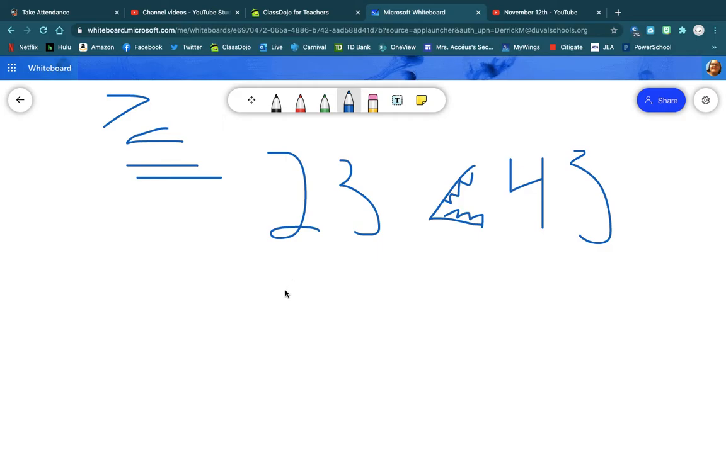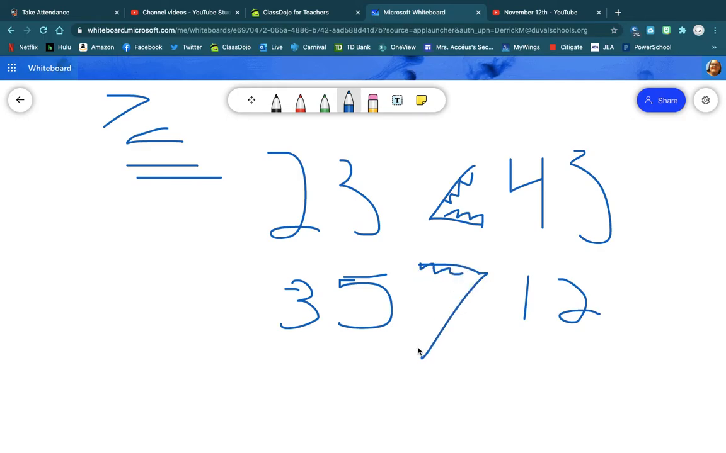And then I can write, how about 35? I don't know what the deal is with this trackpad, but it's okay. We'll do what we gotta do. And 12. My alligator, of course, faces this way. Because he's hungry, he wants to eat the bigger number.